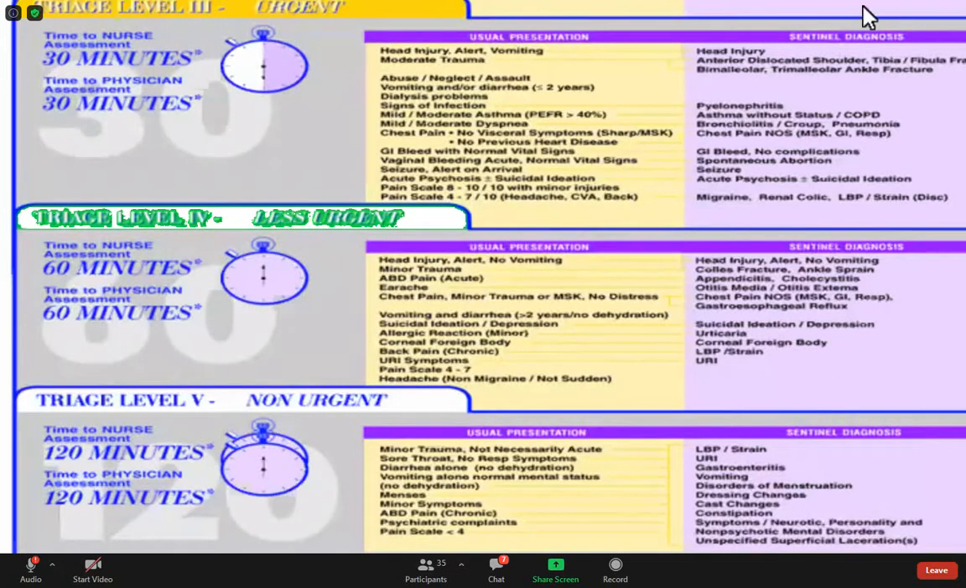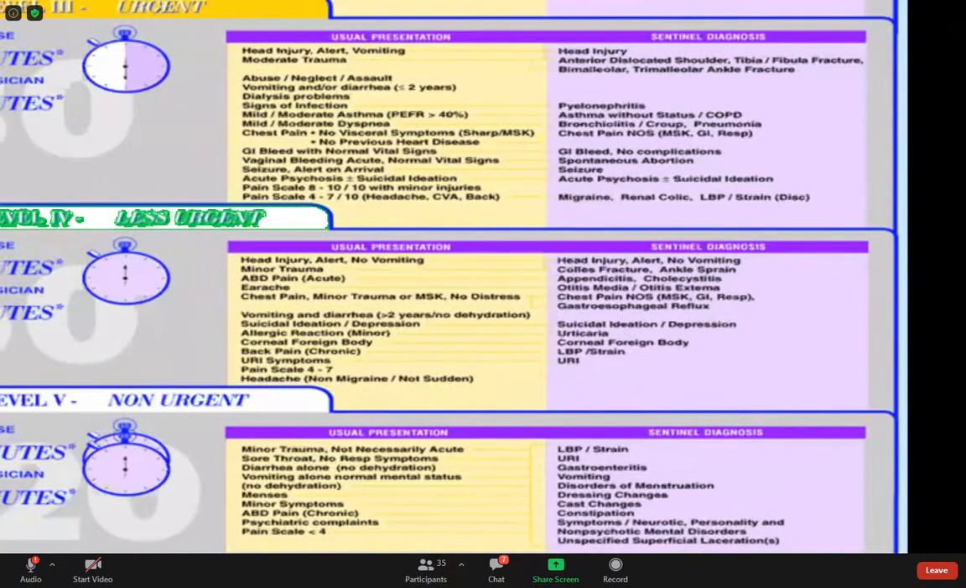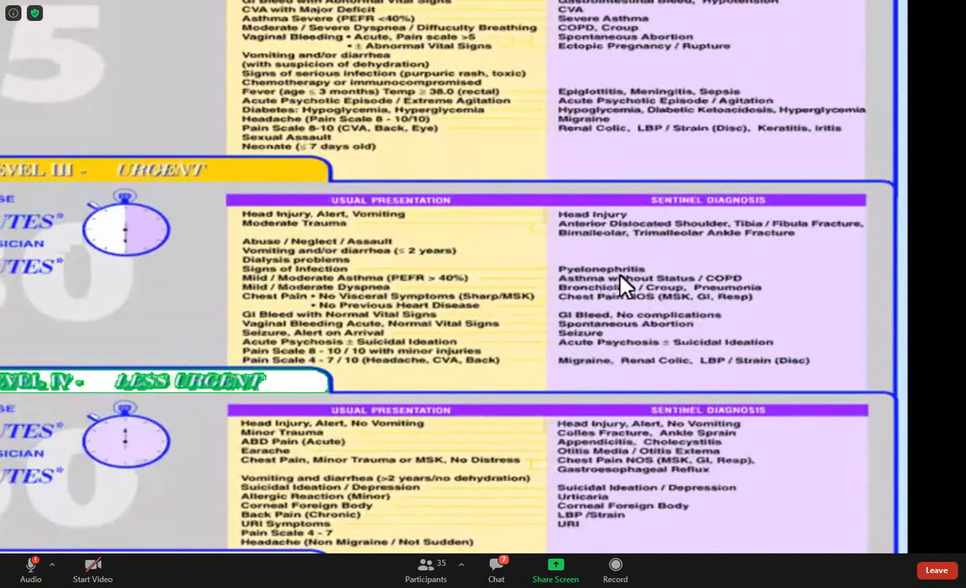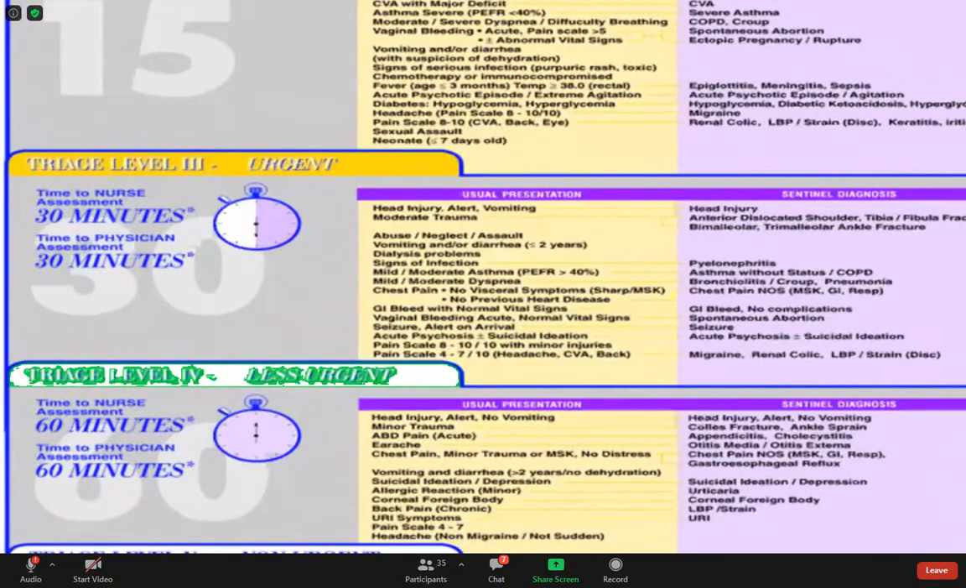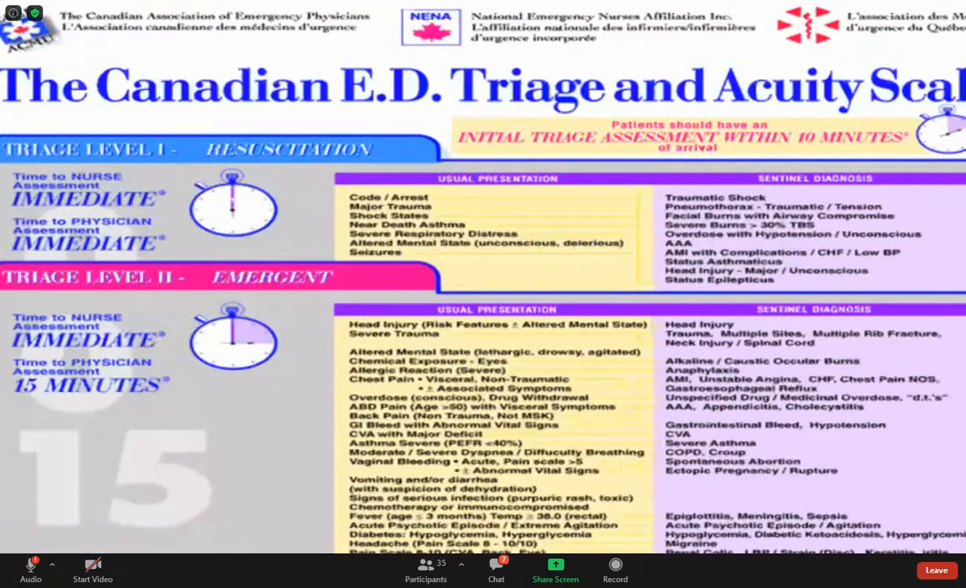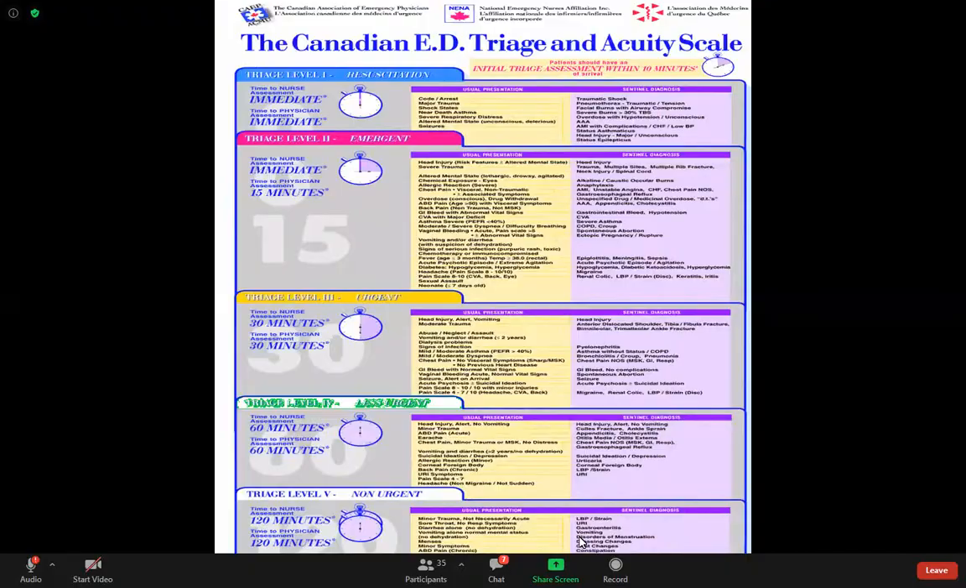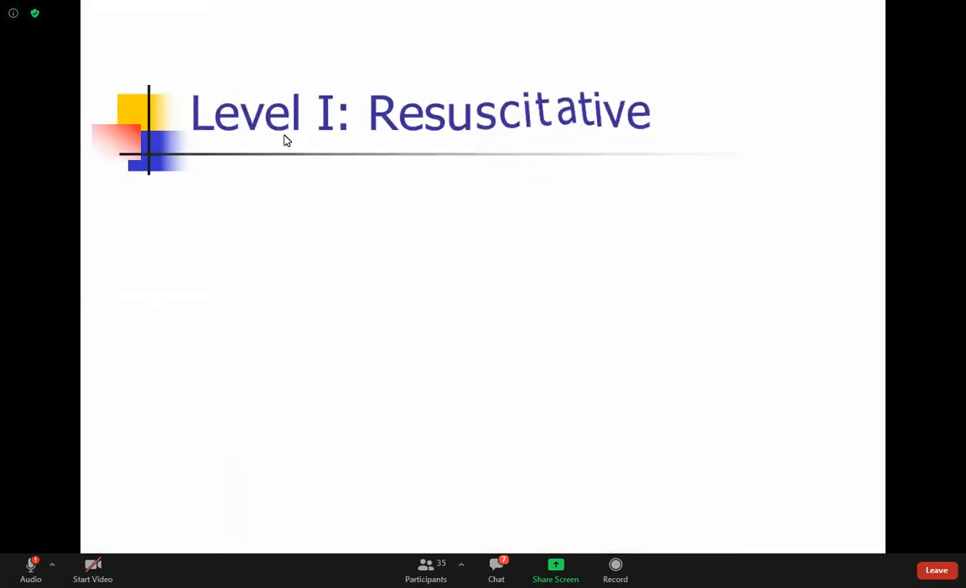In terms of diagnosis, you can find it also here. For example, level 1: traumatic shock, pneumothorax, traumatic intubation. Level 3 here in terms of diagnosis: pyelonephritis, asthma without status asthmaticus, GI bleed with no complication. In level 5: upper respiratory tract infection, vomiting, gastroenteritis, dressing changes, all of these in level 5. So we're going to go through them one by one.